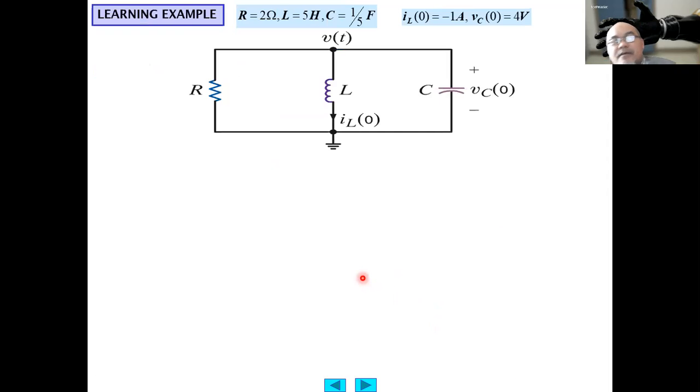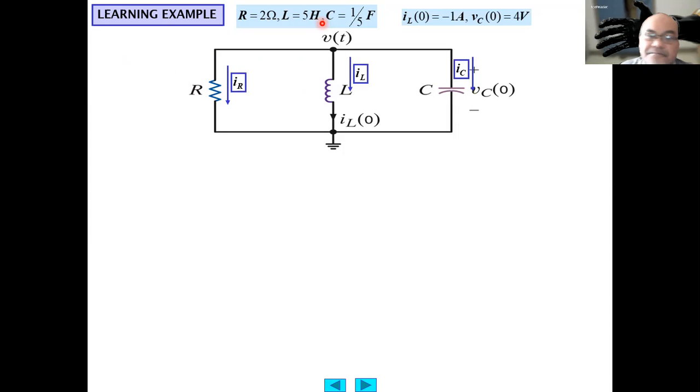Okay, let's give some examples. We have this parallel RLC circuit. We have the initial condition of the voltage at the capacitor, VC(0). The resistor value is given as 2 ohm, inductance is 5 henry, capacitance is 1/5 farad. The initial condition of the current flowing through L is minus 1 ampere. The voltage at the capacitance at t equals 0 is 4 volt.